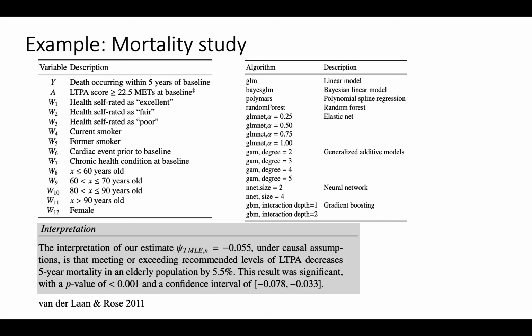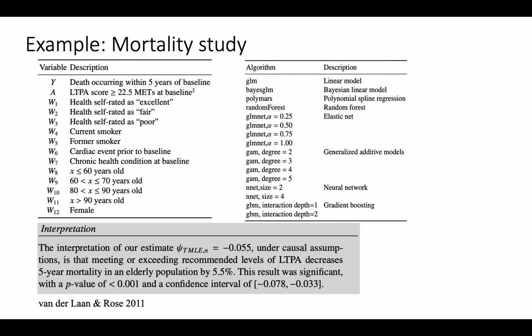Just to give you an example, in this mortality study, again, I remind you, Y is death within 5 years of baseline for follow-up, and A is physical activity, with a cutoff of the score. They simplify the problem here for illustration to make it binary. And you have a whole set of covariates, and they use a superlearner with many different algorithms and very different versions of them. So here they have, for example, neural nets, not deep, but neural nets, and generalized additive models, lasso or elastic net with different parameters. So a whole bunch of models.